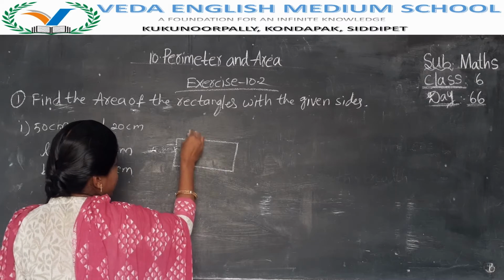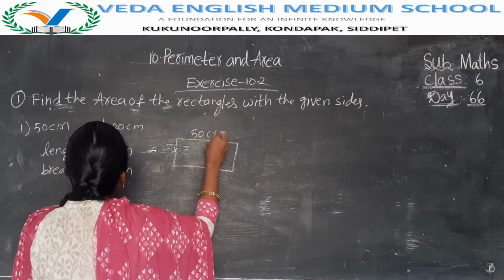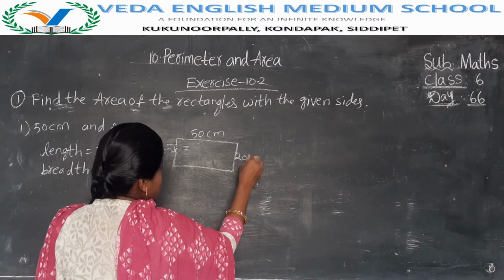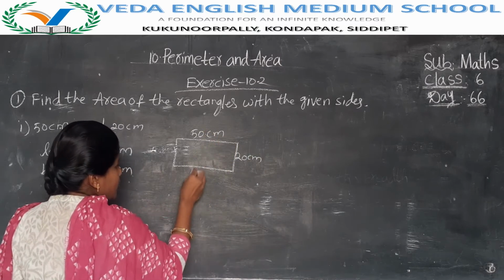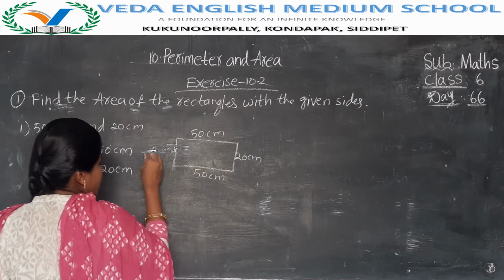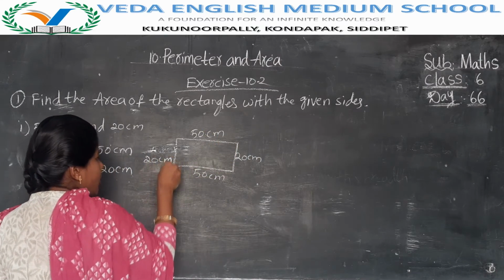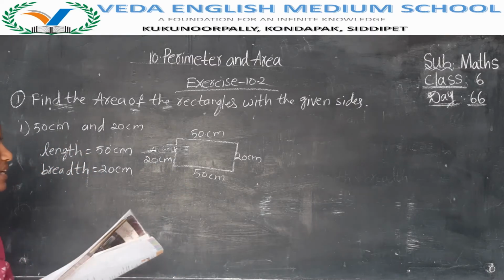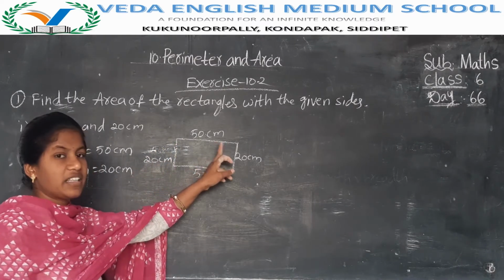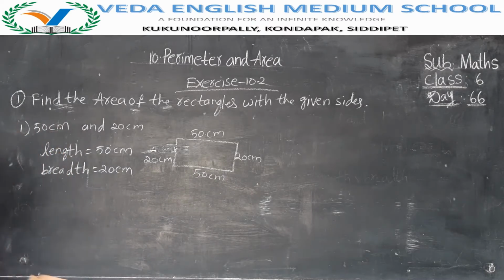For all you have to draw like this only, and draw 50 centimeters, 20 centimeters. If it is 50, it is also 50. If it is 20, it is also 20. For all figures, you have to draw the rectangle like this only. First take the first one as length, the other one as breadth. Then you have to find like this for all.